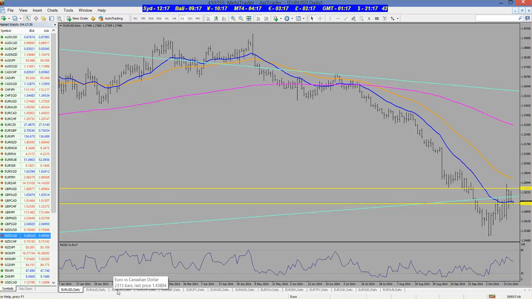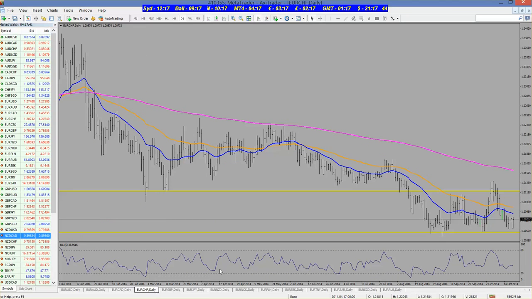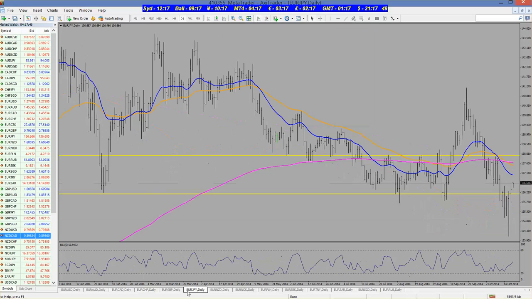Euro Aussie we've covered, Euro CAD we've covered, Euro Swiss not really going anywhere. Leave it alone. Euro Pound we've covered, Euro Yen covered as similar to all the yen crosses.